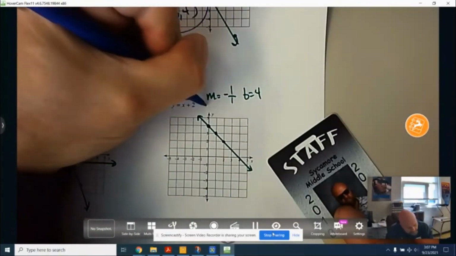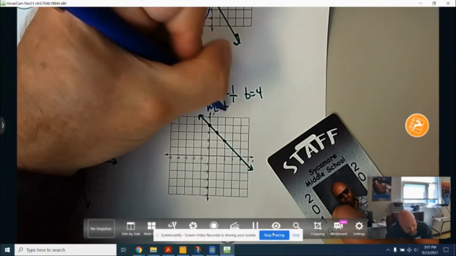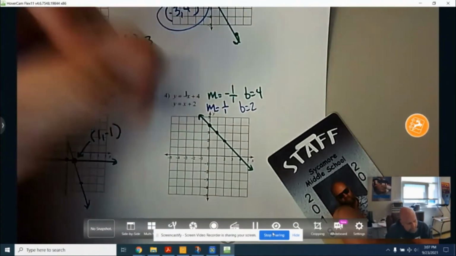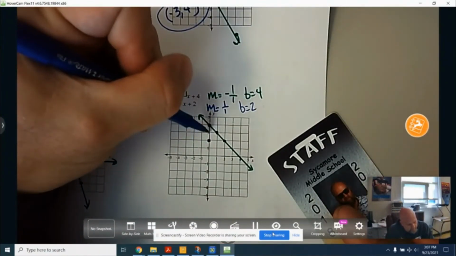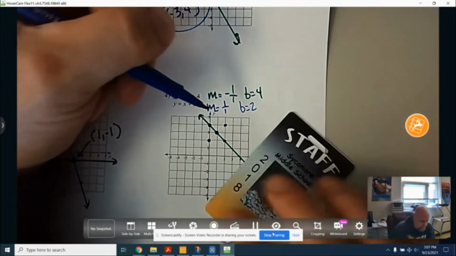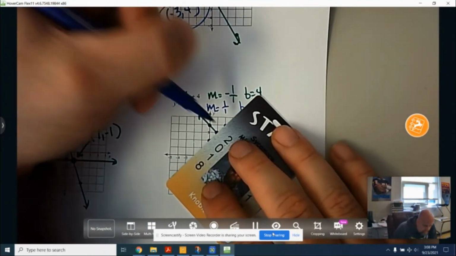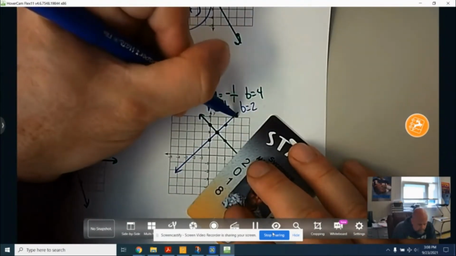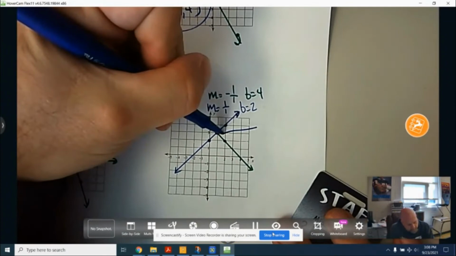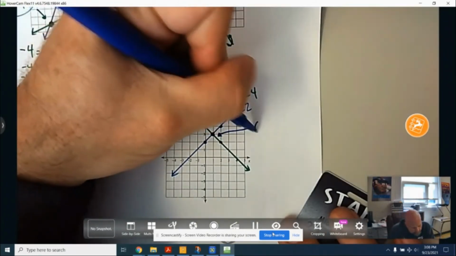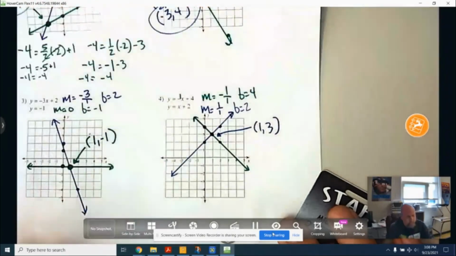Okay, second line, we have m is +1/1, and my b is 2. So I start at 2, and I'm going to go up 1 over 1, up 1 over 1, and I can already see where they're going to intersect. So use your straight edge, connect. So right here is my point of intersection, and that looks to be like 1, 3 is the answer.